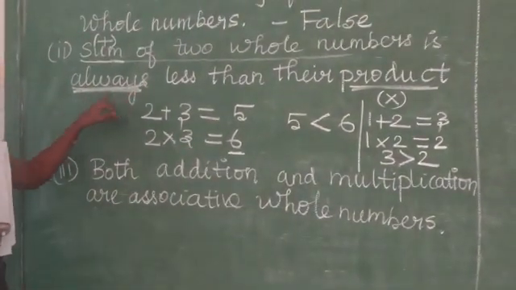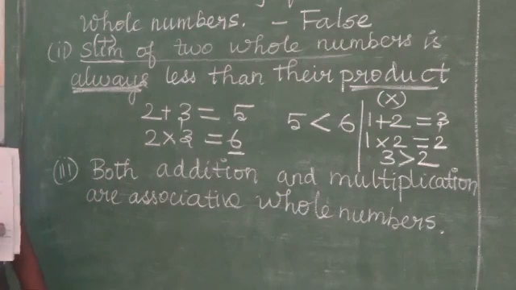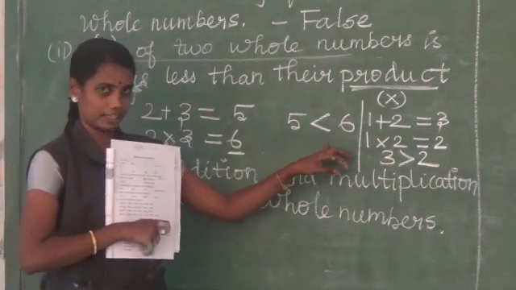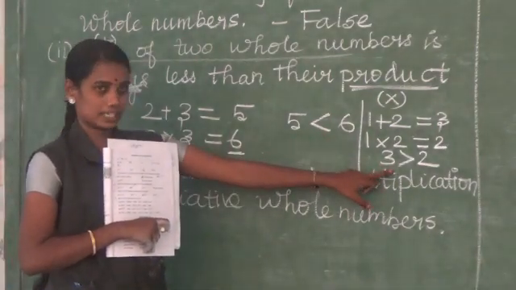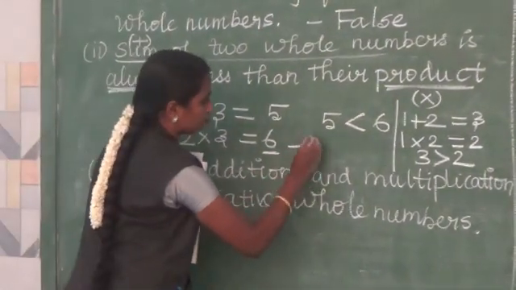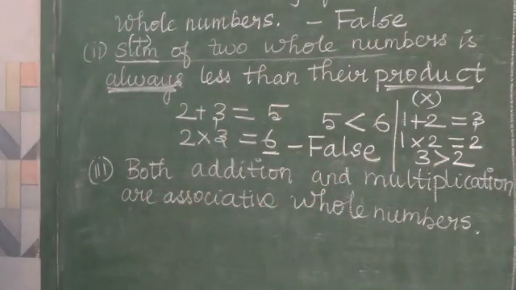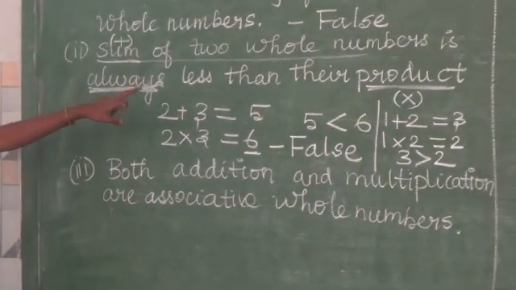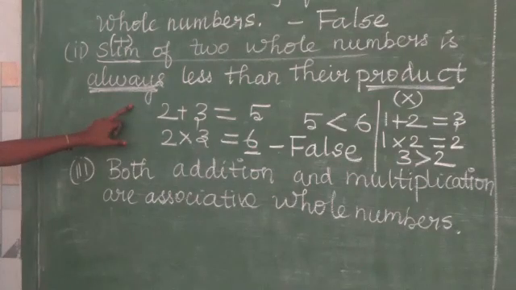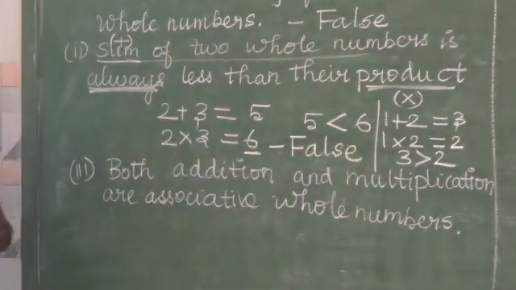Here the word always is given. So sum of two whole numbers is always less than their product is given. Sometimes it's greater than, sometimes it's less than. So the statement is false. Once again listen, the word always we should think about. If we go for 1 and 2, it's not satisfied.